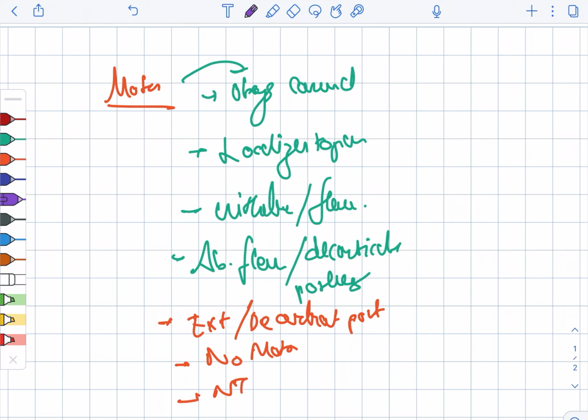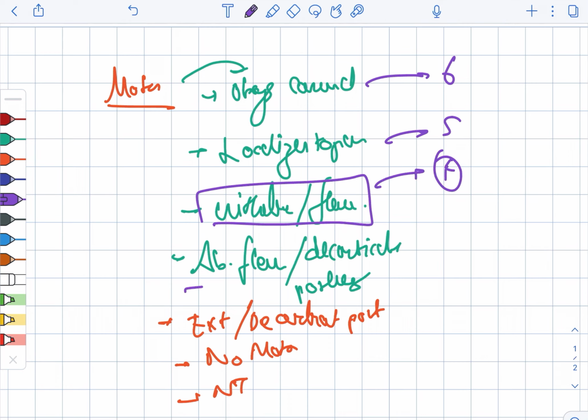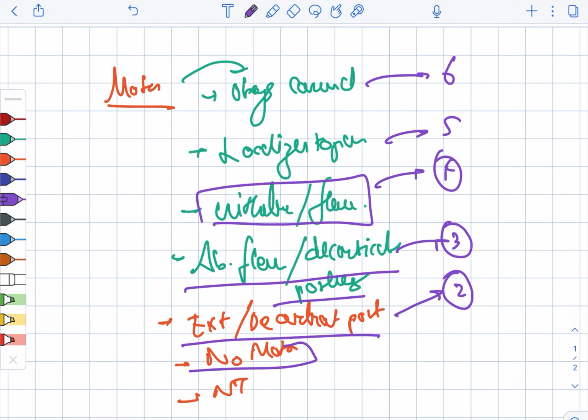So in case of motor, if the patient obeys the command, it is 6, and in case it is localized to pain, it is 5. If it withdraws with flexion, it is 4, and abnormal flexion, also known as decorticate posturing, is 3. In case of extension and decerebrate posturing, it is 2, and in case there is no motor response, it is 1, and NT is nothing but non-testable.